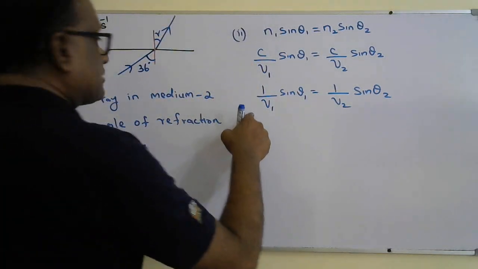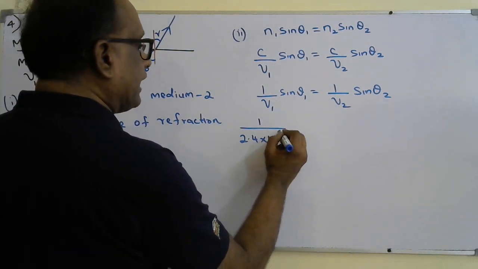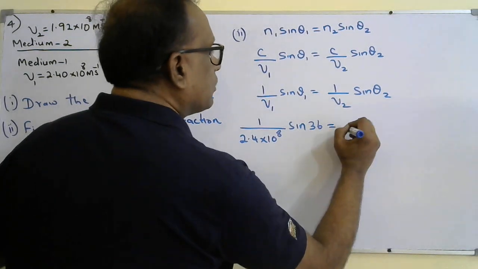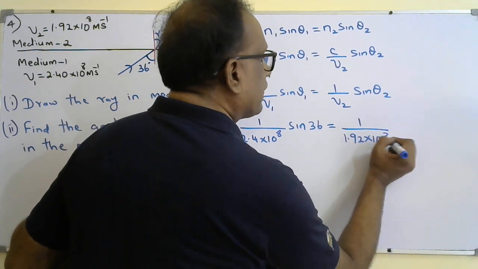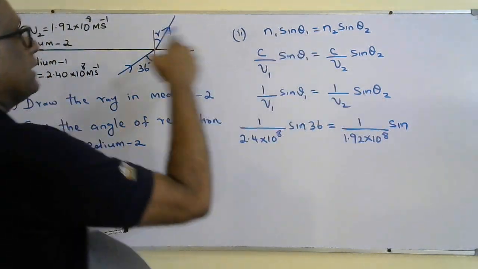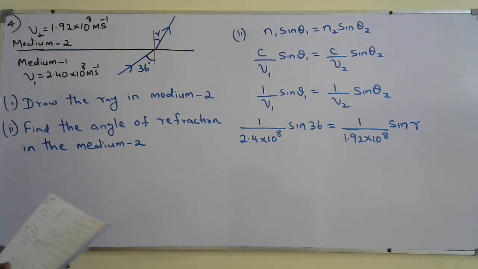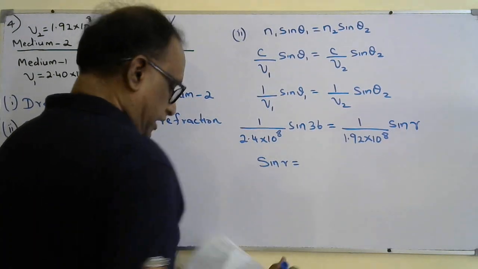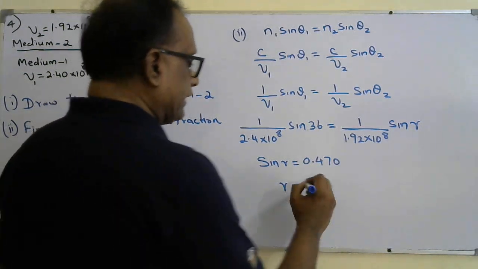So 1 over v1, the first medium, 2.4 × 10^8, sine of the angle with the normal, 36 degrees, equals 1 over the second medium, 1.92 × 10^8, sine theta 2, with the normal, which is r. That's the question, the angle of refraction. I need to find sine r and finally find r. Solve it, make sine r the subject. So sine r will be equal to 0.470, so r will be equal to 28 degrees.